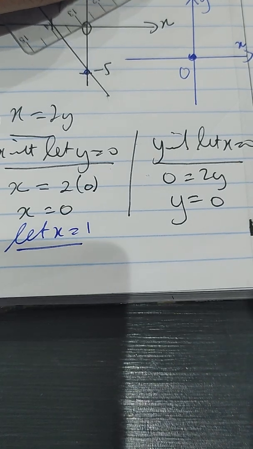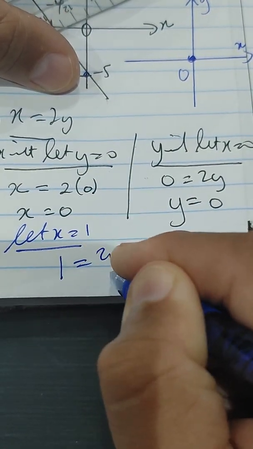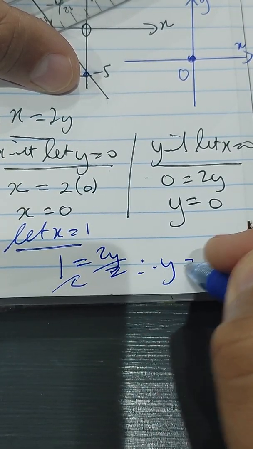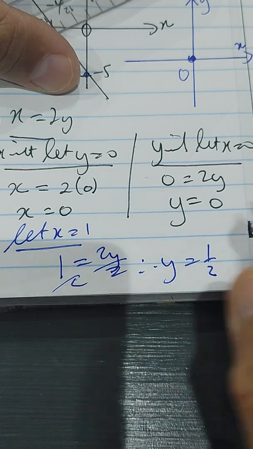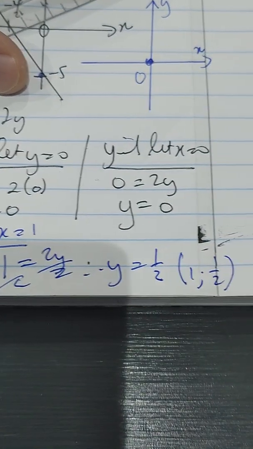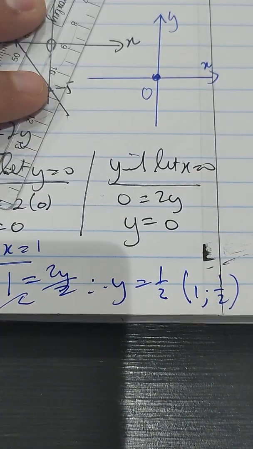By letting x equal to 1, then we have 1 is equal to 2y. So now I divide by 2, therefore y is equal to half. So this point is going to be 1 and half. Can you see that? It's going to be 1 and half there.